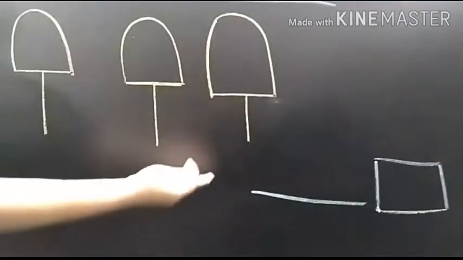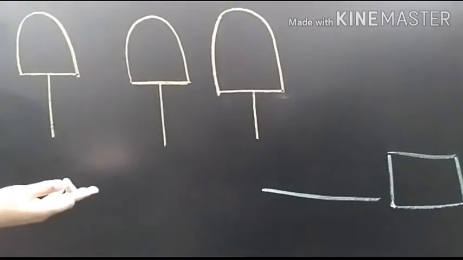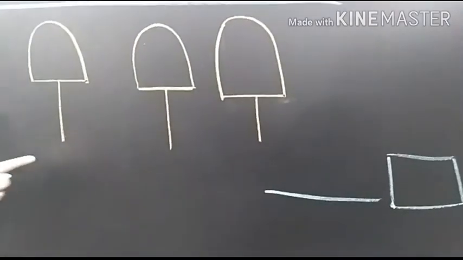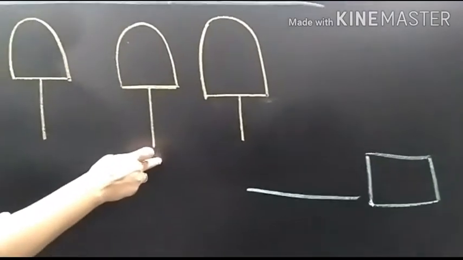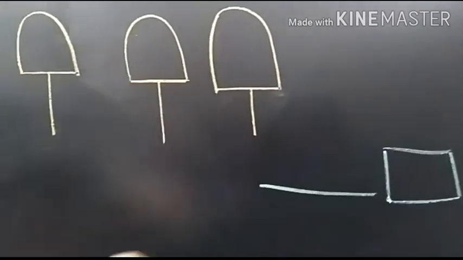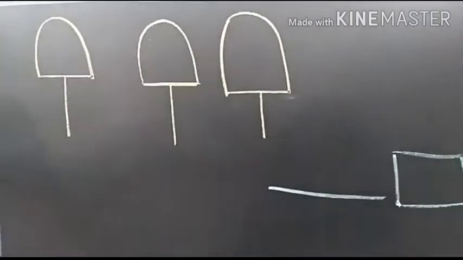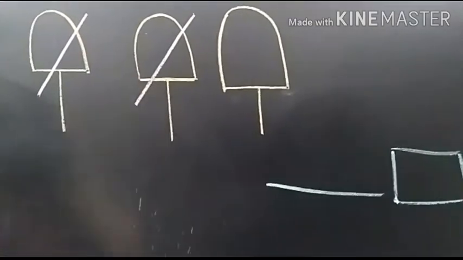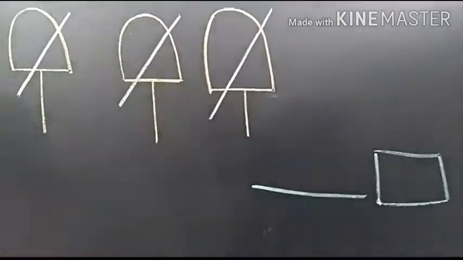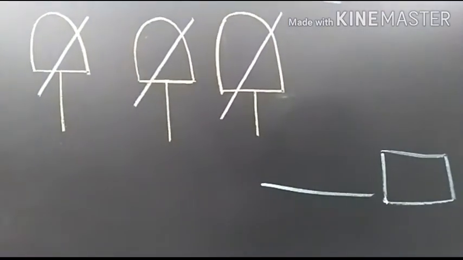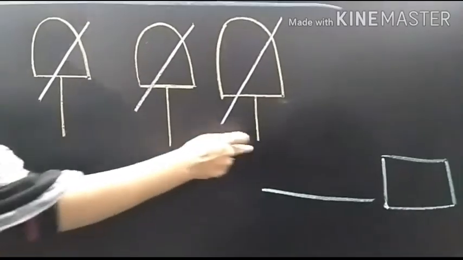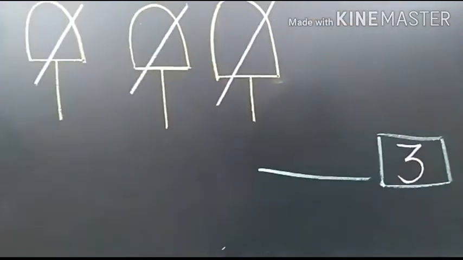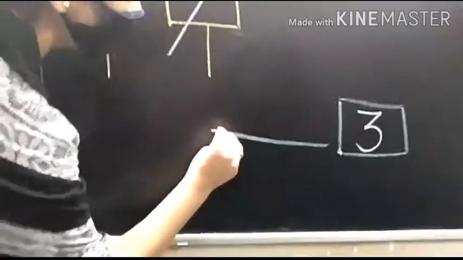Now what do you see here? Yes, there are some candies, right? Yummy. Now let's count all these yummy candies. Come on, let's start. 1, 2, 3. Come on, now you count with me, okay? 1, 2, 3. So how many yummy candies are there? Yes, there are 3 candies. Yes?